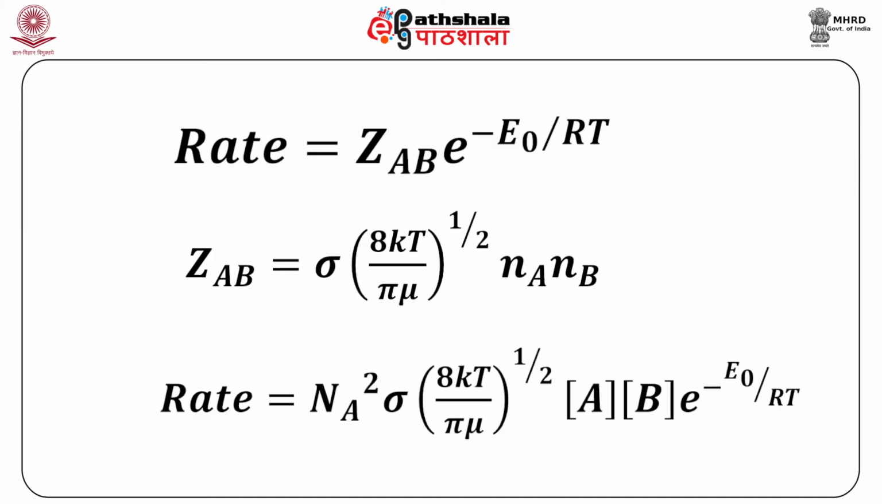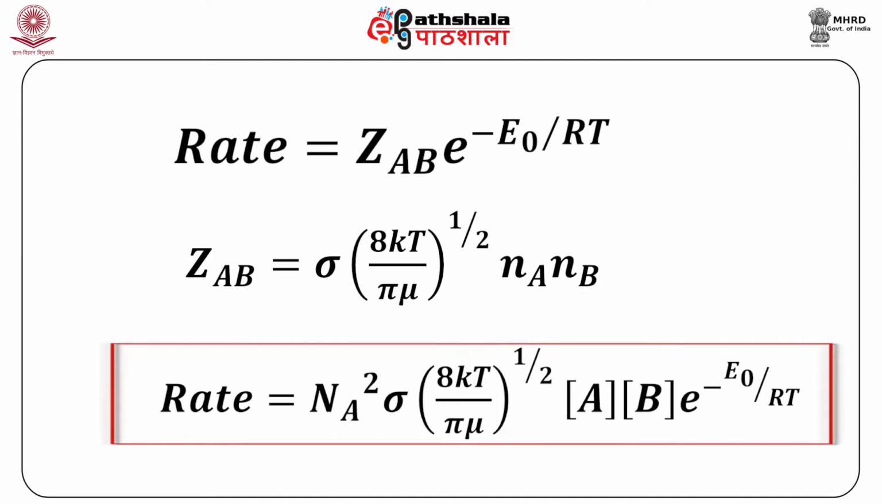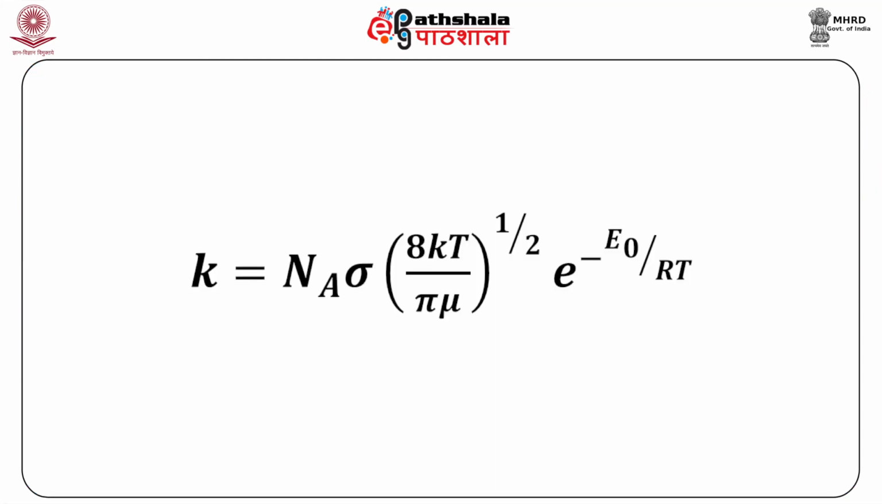Now substituting number density in terms of concentration in the rate expression given by collision theory, we get Na square sigma under root kT upon pi mu into concentration A into concentration B into e to the power minus E0 by RT. Now if we compare this rate expression with the rate law expression, we obtain the expression for the rate constant as k equals Na into sigma under root 8kT upon pi mu into e to the power minus E0 by RT. It is important to mention that if every collision leads to formation of product, then the rate of the reaction will be entirely determined by the collision rate, that is the frequency with which reactants collide. Thus, it gives the maximum rate that can be observed experimentally for the reaction, or one can say this provides the upper limit to the rate constant.